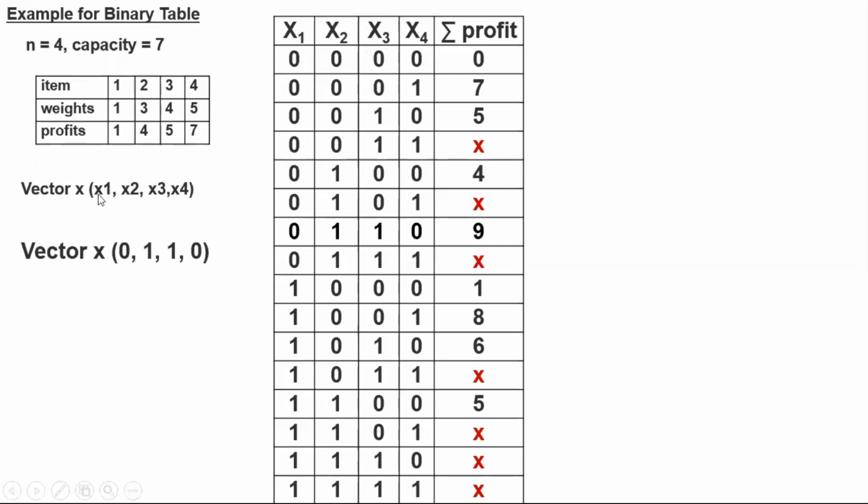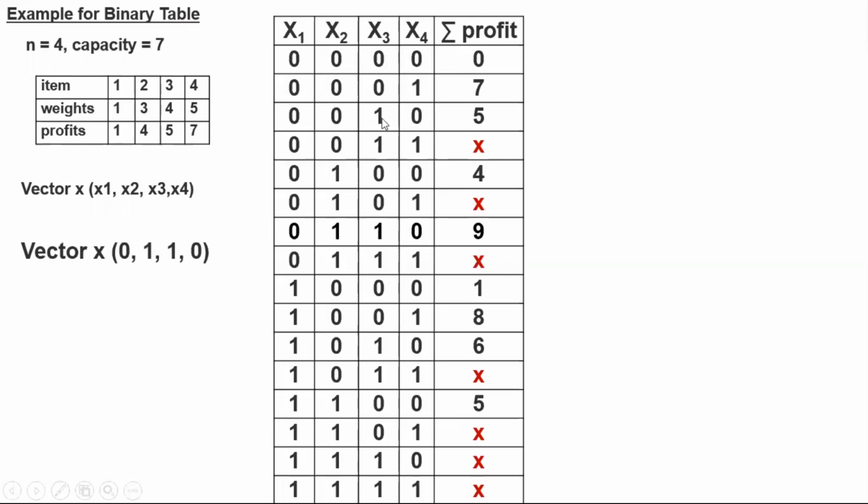There are 2 to the power n states, like in the space tree, from 0, 0, 0, 0 to 1, 1, 1, 1. Since we have 4 items, we have here 16 states. And now we start to calculate the profit for each state. Here we have profit 0. If we select 4, it's okay. The capacity allows us to do that. Then the profit is 7.